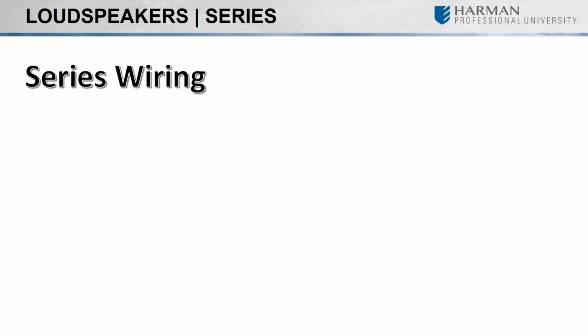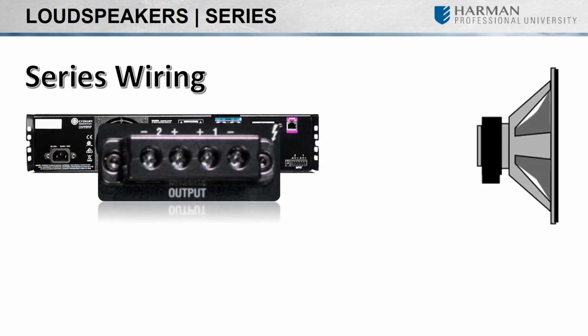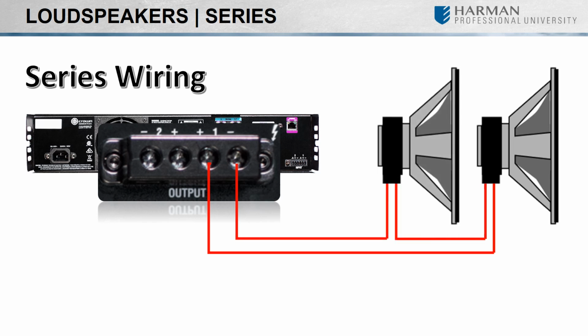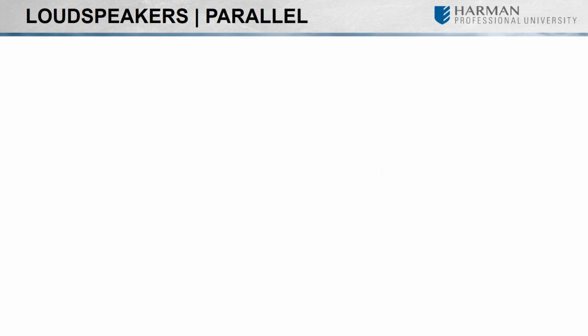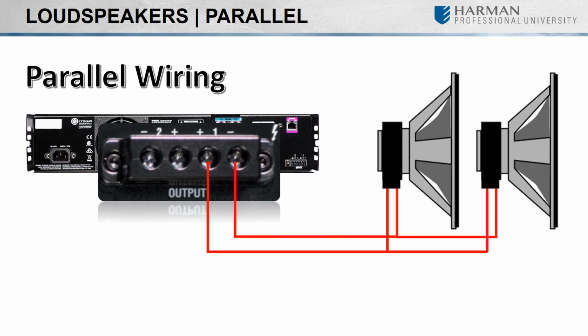With series wiring, the power source, in this case the amplifier, has a positive and negative terminal for providing power to the speakers. The positive terminal of the amp is wired to the positive terminal of speaker A. The negative terminal of speaker A is wired to the positive terminal of speaker B. Then the negative terminal of speaker B is wired to the negative terminal of the amplifier. With parallel wiring, the positive terminal of the amp is connected to both speaker A and B's positive terminals. Likewise, the negative terminal from the amp is connected to the negative terminals of both speaker A and B.